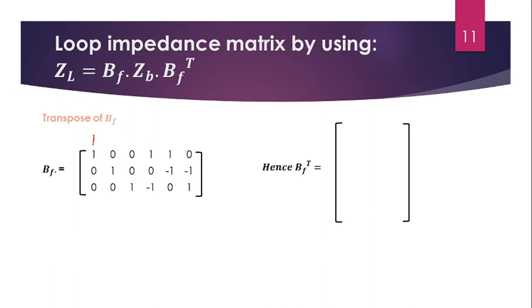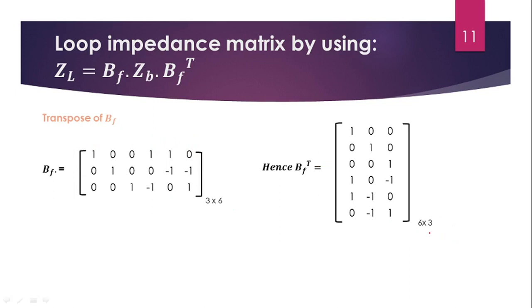Here the first column is 1 0 0, so when we find the transpose it becomes a row. The second column becomes the second row, the third column becomes the third row, the fourth column becomes the fourth row, 1 0 minus 1. The fifth column 1 minus 1 0 becomes the row 1 minus 1 0. And the sixth column 0 minus 1 minus 1. And the size becomes reversed, so it is 6 by 3.